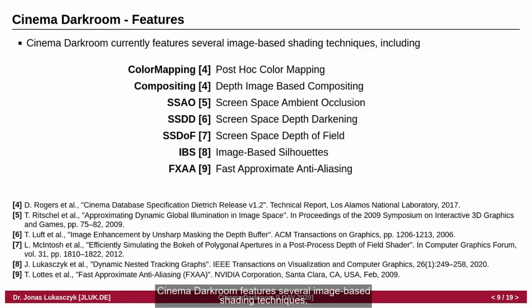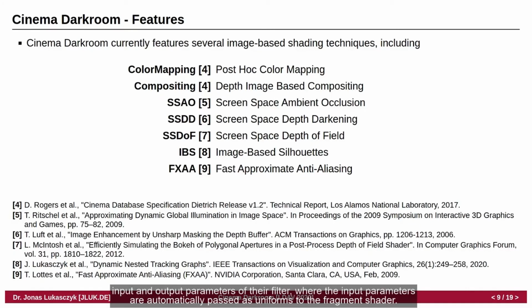Cinema Darkroom features several image-based shading techniques, from rudimentary operations such as color mapping and scene compositing to advanced shading effects such as screen space ambient occlusion to approximate global illumination and screen space depth of field to enhance spatial perception. Moreover, one can easily add new techniques to Cinema Darkroom with minimal overhead. In the simplest case, developers just need to create a single JavaScript file in which they inherit from the general filter class, supply a fragment shader, and specify the input and output parameters of their filter, where the input parameters are automatically passed as uniforms to the fragment shader.